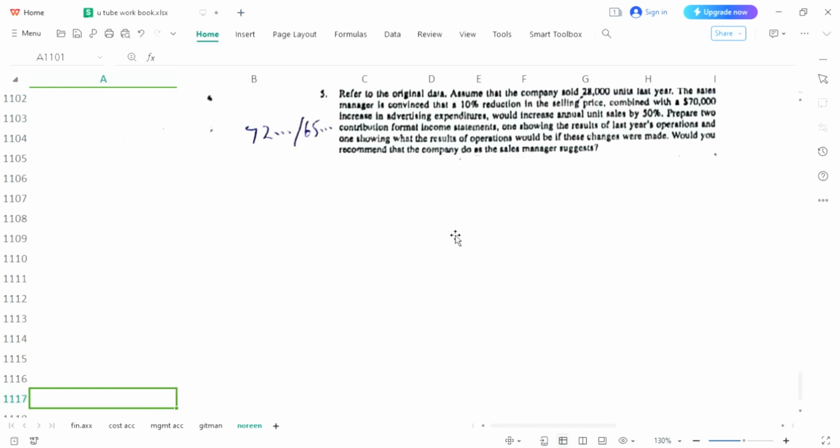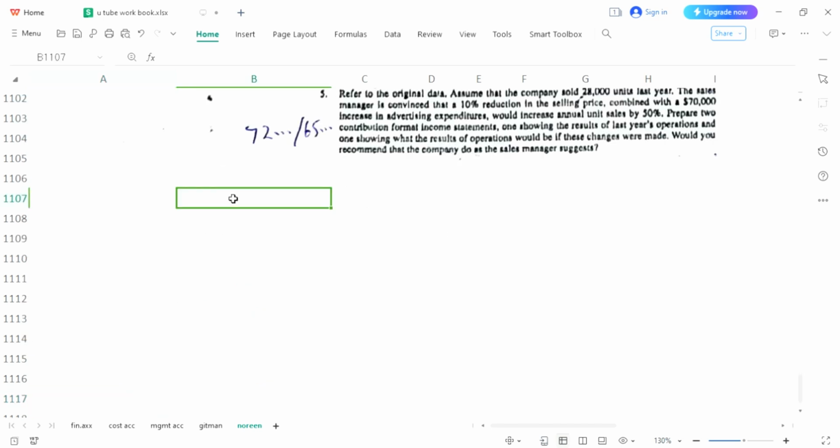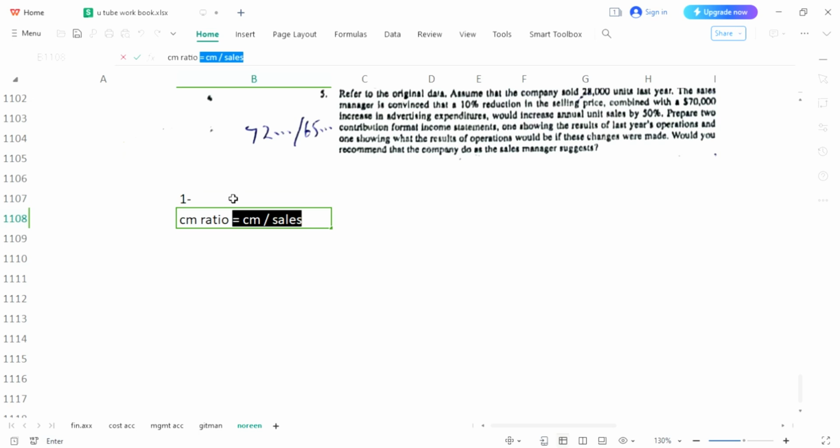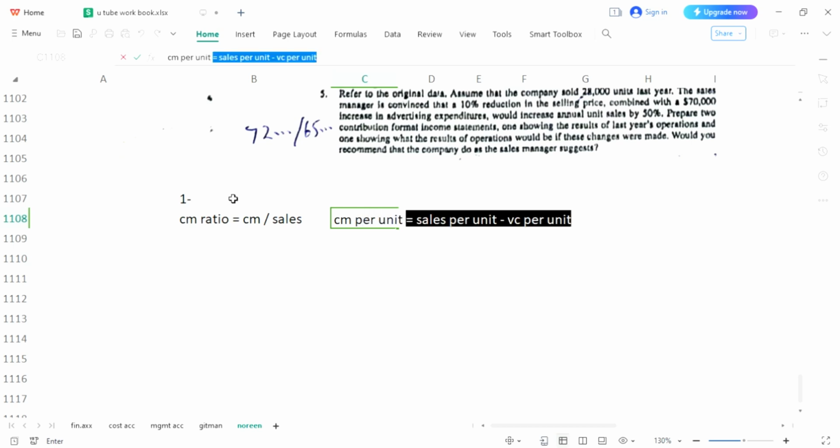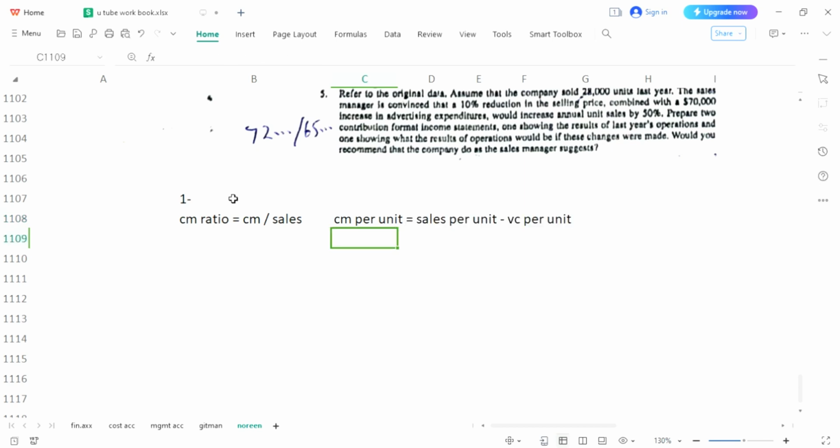So the first requirement is to calculate the contribution margin ratio, which is the relationship between CM and sales. For that purpose, we will first calculate our CM, contribution margin. If you want to calculate CM per unit, you need to have sale per unit and subtract variable cost per unit. And as you have seen, everything has been given in the question.